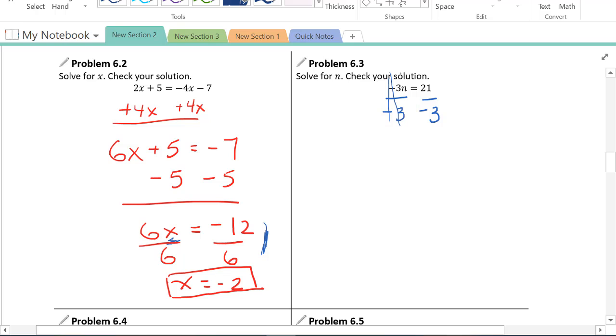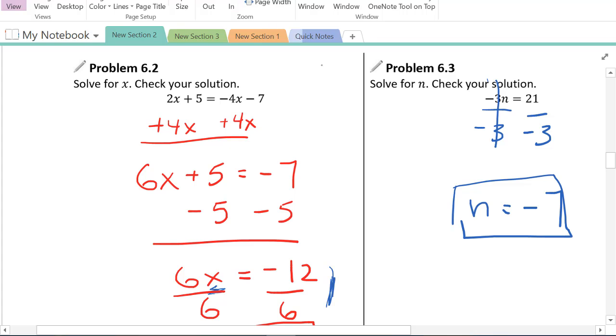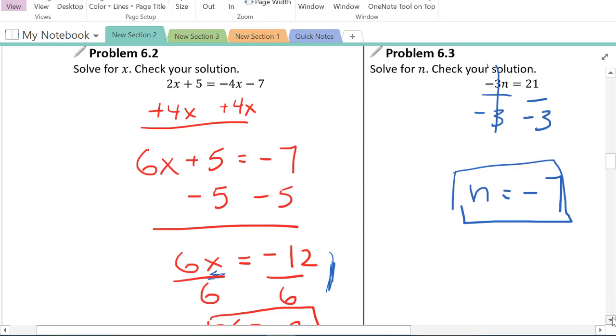Let me make it a little nicer. So again, we divide both sides by negative 3. The negative 3's cancel out. You're left with n equals, and then 21 divided by negative 3 is negative 7. Like we said before, when we divide, positive divided by negative is a negative. Signs are different, so it's a negative. Okay, let's look at the next example.